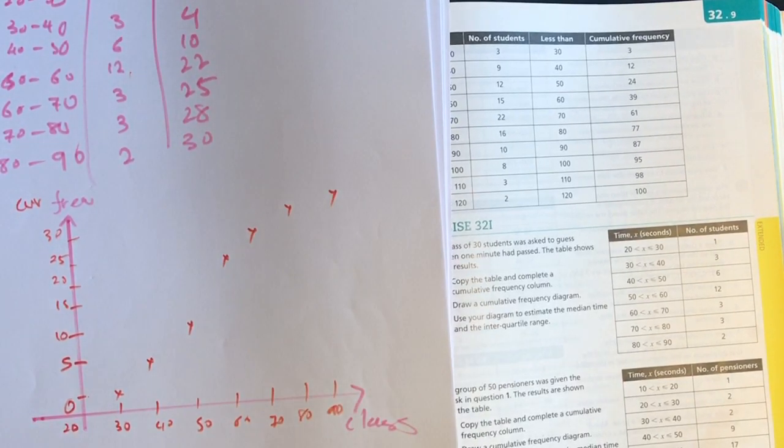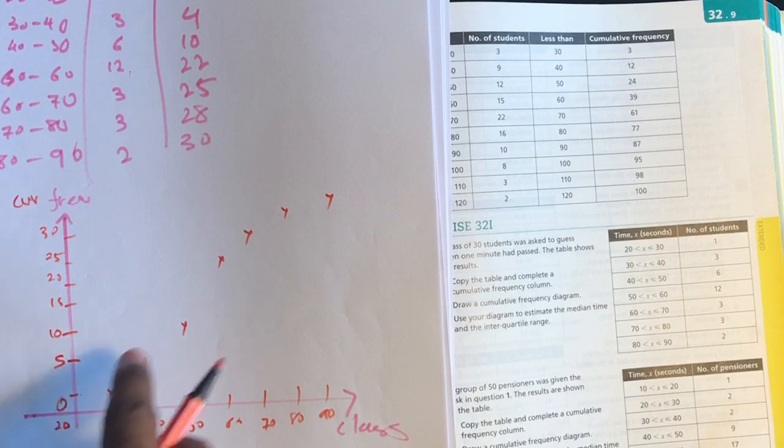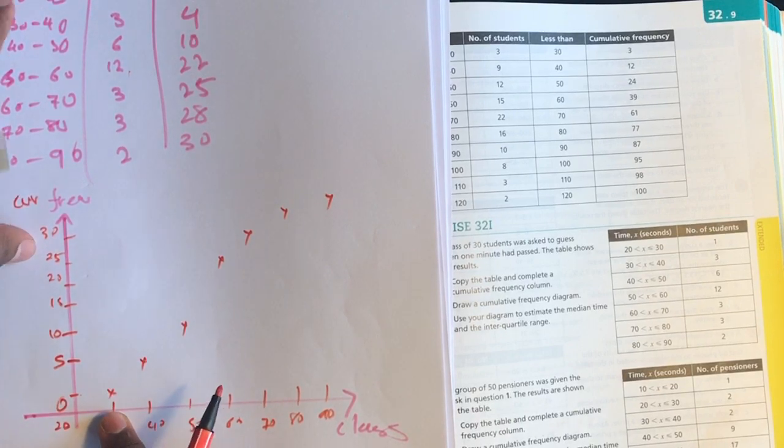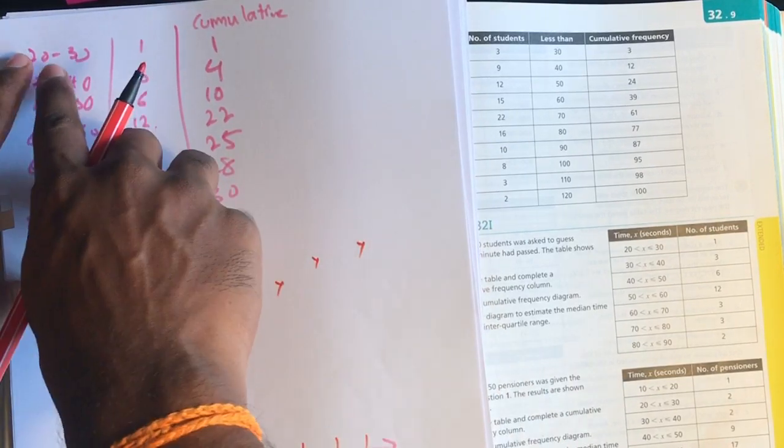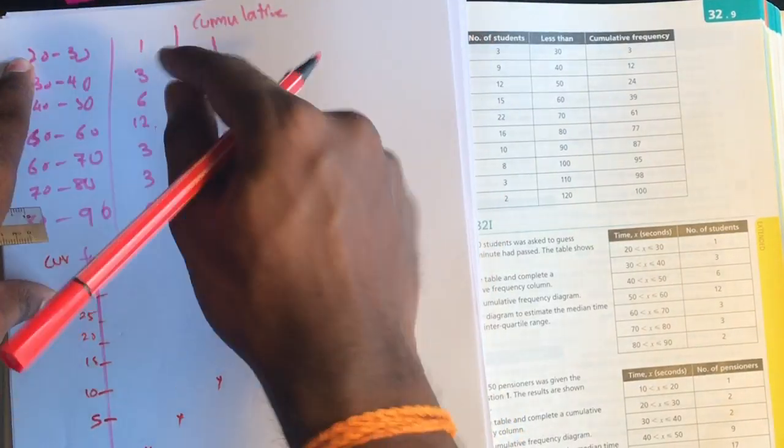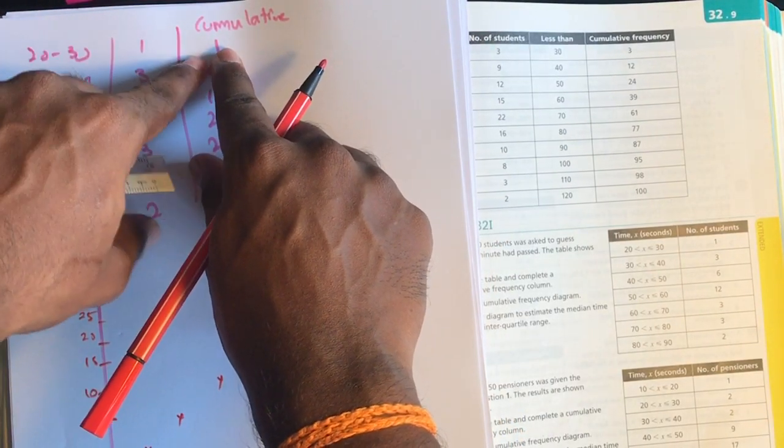If you're wondering how I plot, do I plot in the middle or the end? You plot at the end, because you know why. You look here, 20 to 30, that means the maximum. When I reach 30, my last value, my running total, is 1.